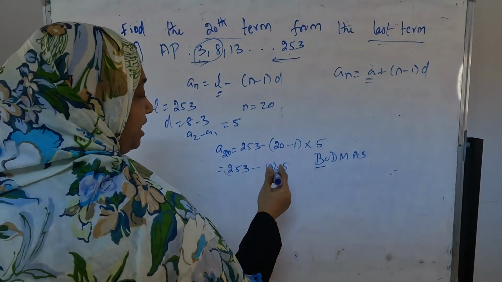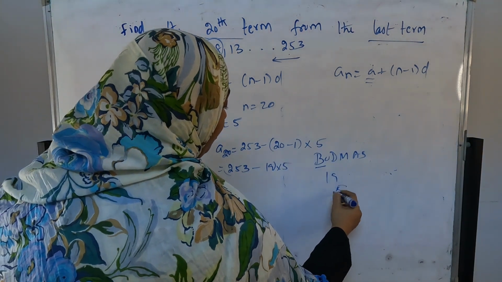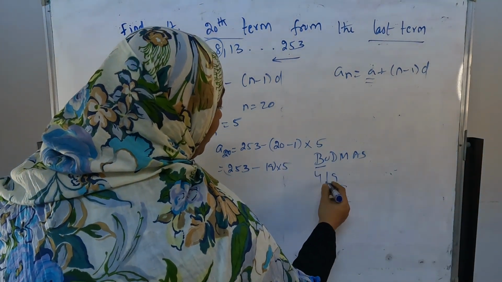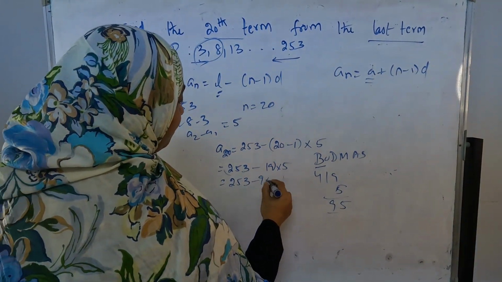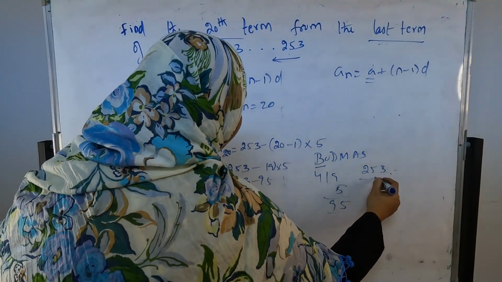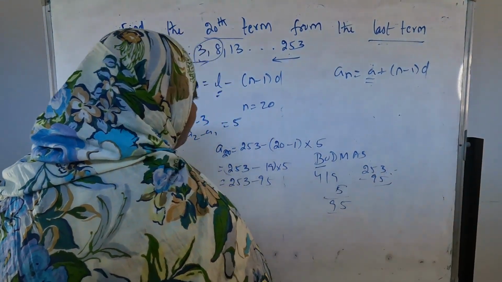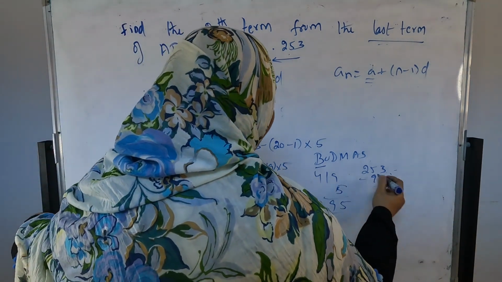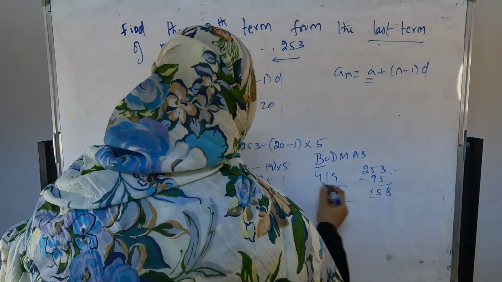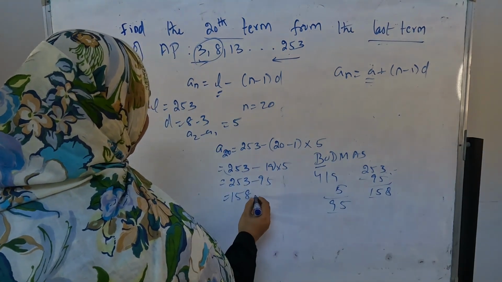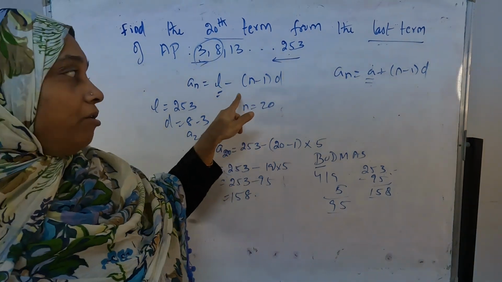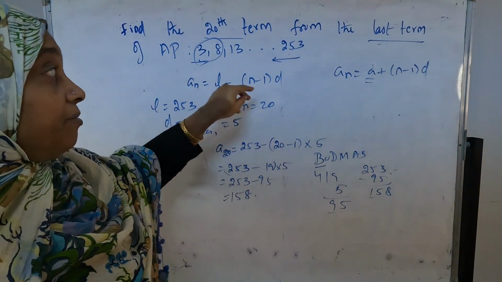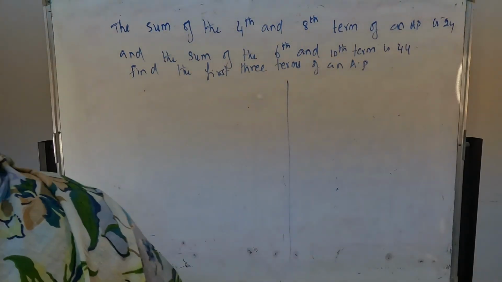Okay, so 19 into 5. You multiply 9 into 5. 5 nines are 45, 4, 5, 9, 95. So 253 minus 95, subtracted, you will get the answer: 158 is the answer for this one. Okay, so only with this formula. You have to use this formula when you want the term from the last term.